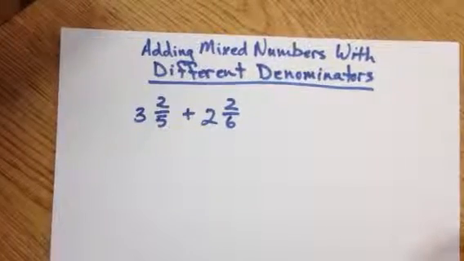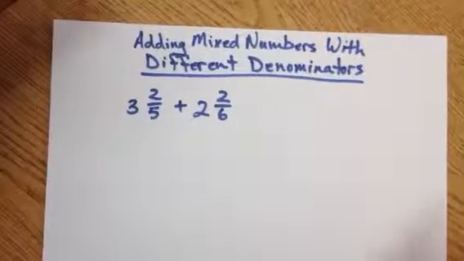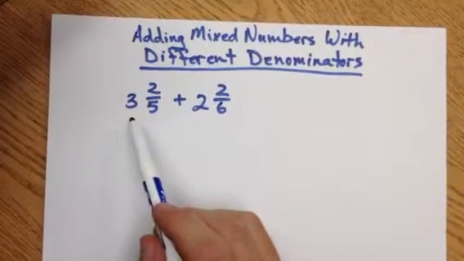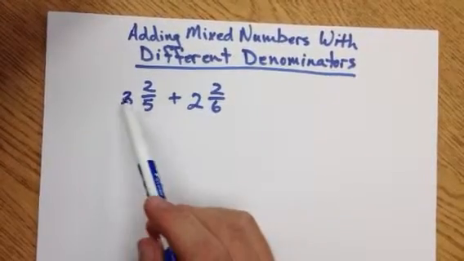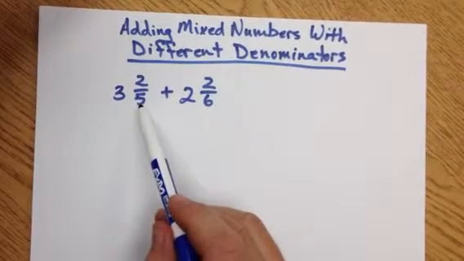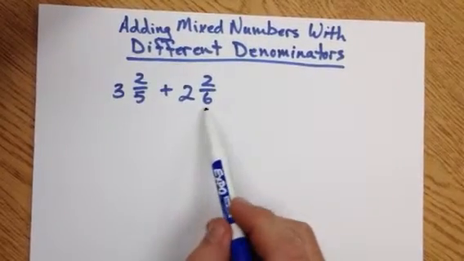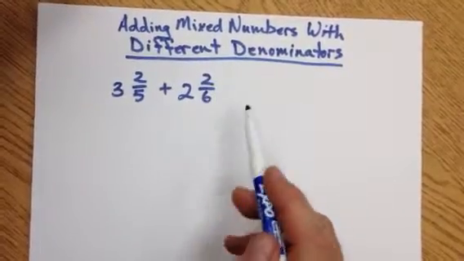Just wanted to do a video on adding mixed numbers with different denominators. Now, mixed numbers, the rules really are the same as for just adding regular fractions. We're going to kind of ignore the whole numbers for now. What we really need to do is find a common denominator. And to do that, we're going to find a multiple that both 5 and 6 will go into.